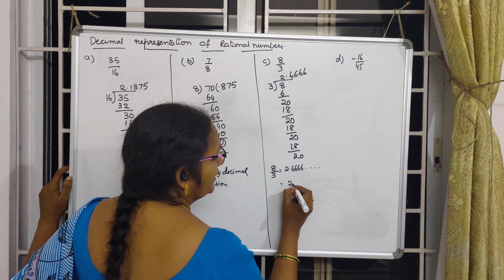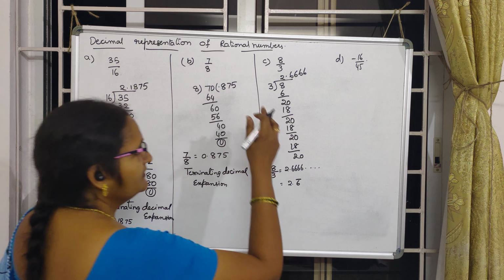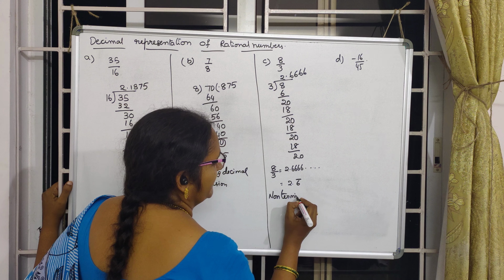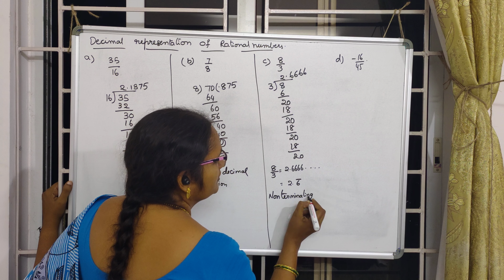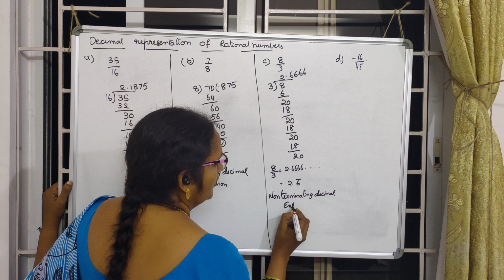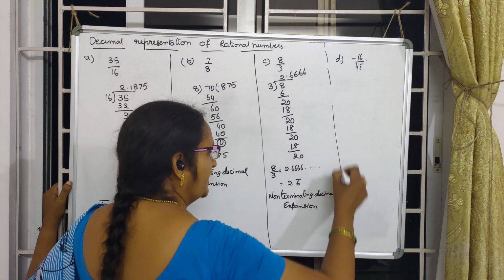This is 2.6 repeating. So I am writing the bar over here. This type of decimal expansion we are calling as non-terminating decimal expansion. Now go for another example.